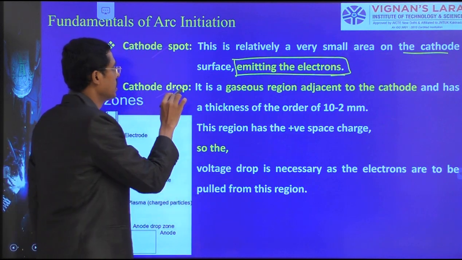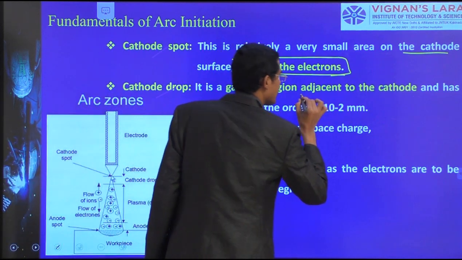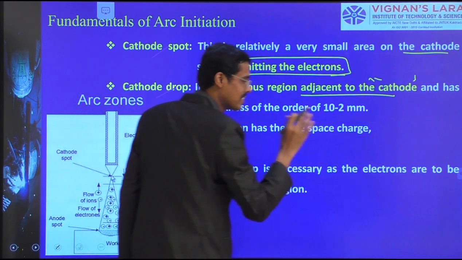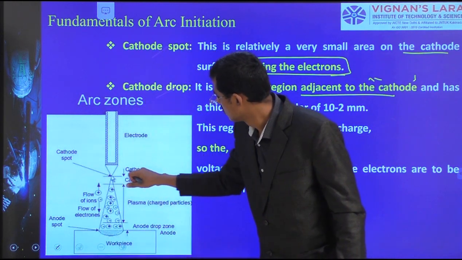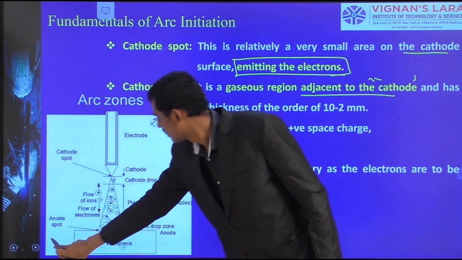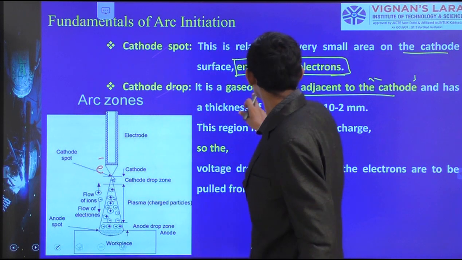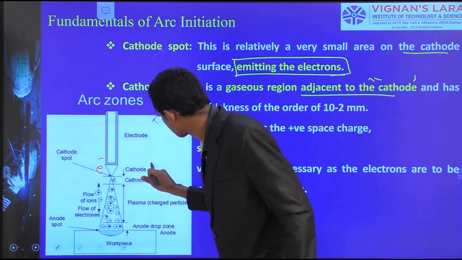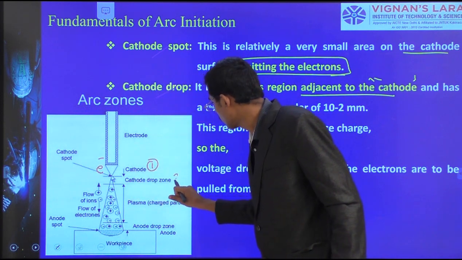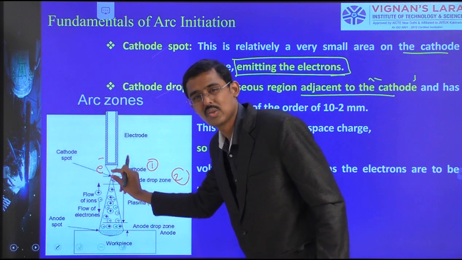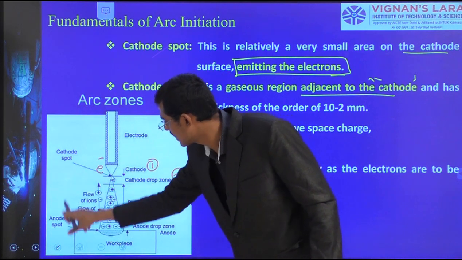Cathode drop zone. It is a gaseous region adjacent to the cathode. Okay, adjacent to the cathode. Where it is a cathode, here the electron is released now, right? And it is a gaseous region adjacent to the cathode. The first row we have talked about, okay. The second one we are talking about now. So here in the cathode drop zone, the voltage is getting reduced.